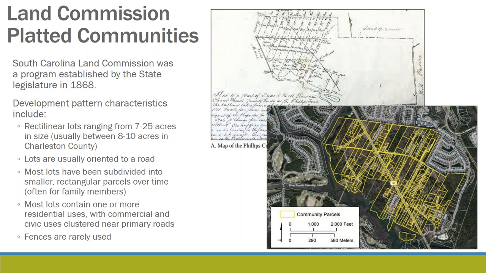The top right photo is a plat of the Phillips community from the 1800s, and then you can see the parcel boundaries as they are today on the bottom right. The development pattern here tends to be rectilinear lots ranging from 7 to 25 acres in size, and the lots are still usually oriented to the road. Over time, the lots have been subdivided for family members, and again, fences are rarely used. It's a very open community with the families gathering their houses nearby one another. Two examples of these communities in Charleston County are the Phillips community and the Snowden community in Mount Pleasant.